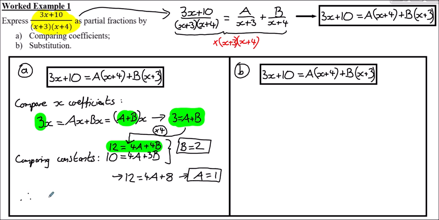So therefore, f of x, no, it's not called f of x, is it? It's just (3x + 10) / ((x + 3)(x + 4)), which can be written as A, which we've worked out is 1, all over x + 3, plus B, which we worked out was 2, all over x + 4.